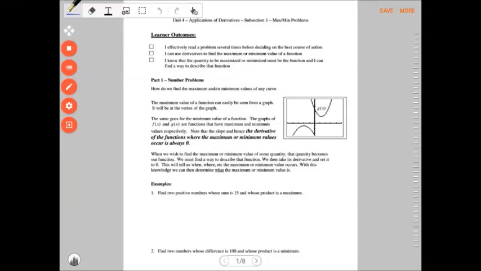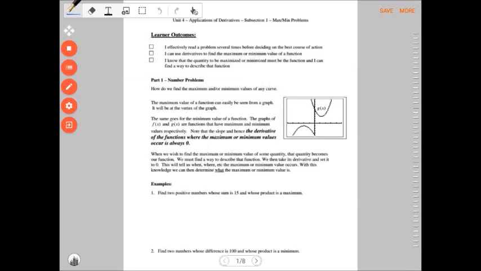Hi everyone, Unit 4, Applications of Derivatives, Subsection 1, Max-Min Problems. There are 3 learner outcomes for this subsection. The first one, and super important, is that I can effectively read a problem several times before deciding the best course of action. I can use derivatives to find the max-min value of a function.